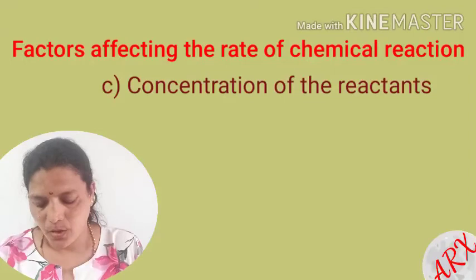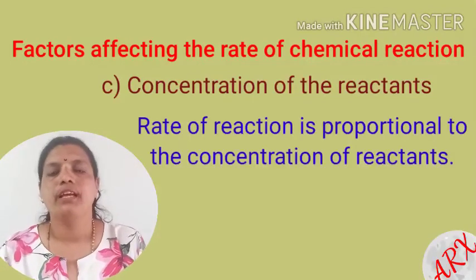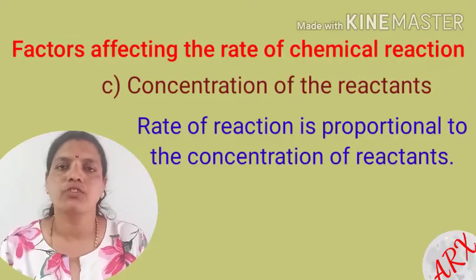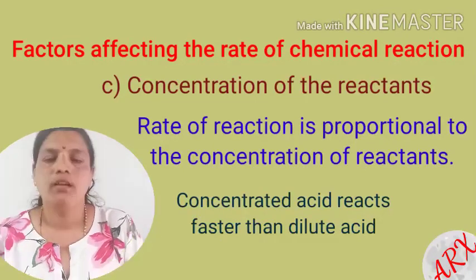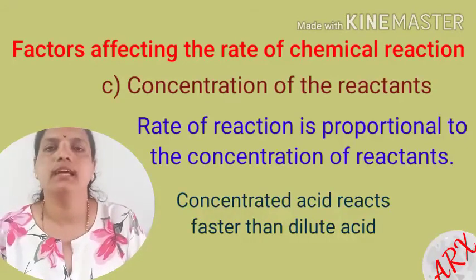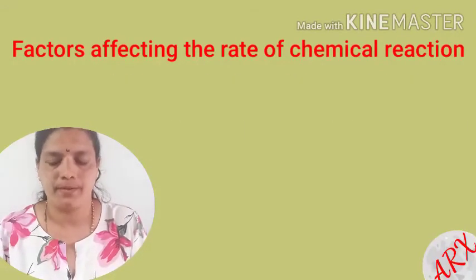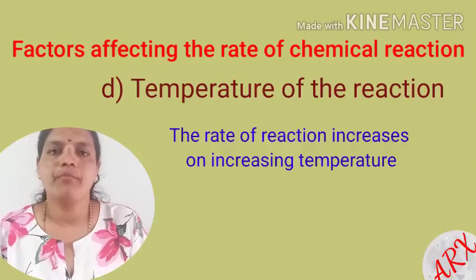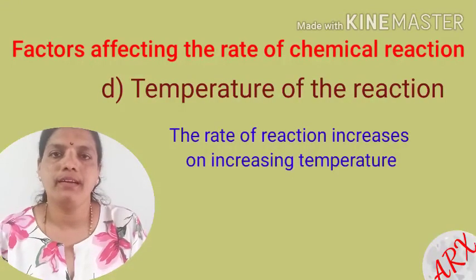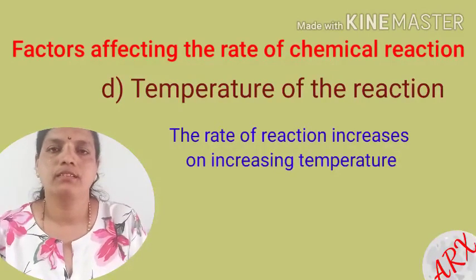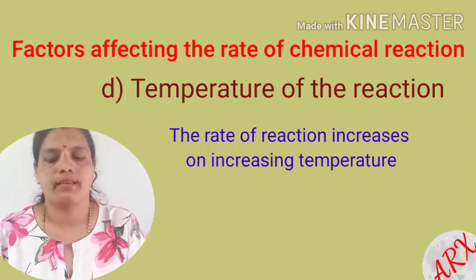Third, concentration of the reactant. If the concentration of the reactant is higher, the rate of reaction increases. For example, concentrated hydrochloric acid reacts faster than dilute hydrochloric acid. Next, temperature of the reaction. If the temperature of the reactant is higher, then it reacts faster than the cold reactant.